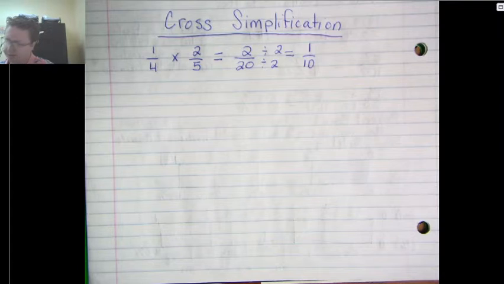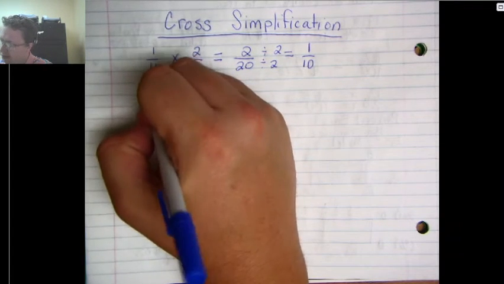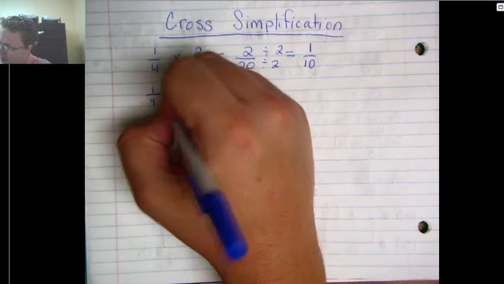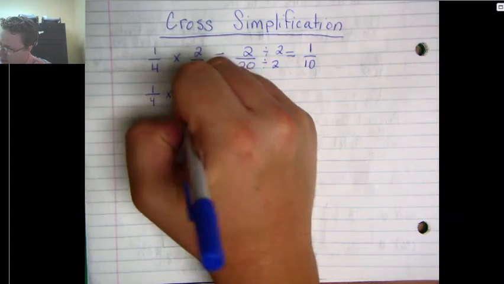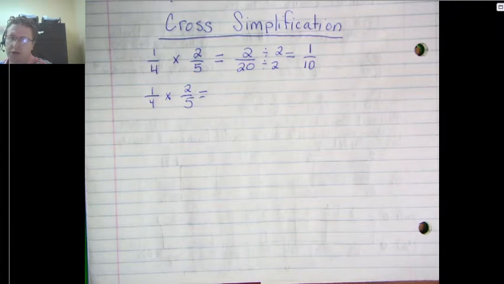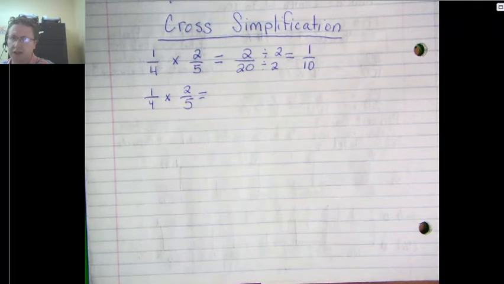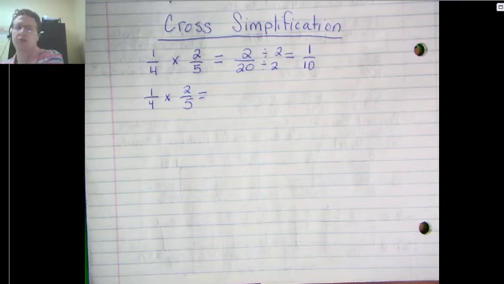Now, from here, what if we looked at this again? So 1/4 times 2/5. Sure, we're going to get the same answer of 2 over 20 if we do it the normal way. But what if we could skip this division step, this reducing step, the simplifying step, and do it while we multiply or before we even multiply, making the multiplication process even easier as well?